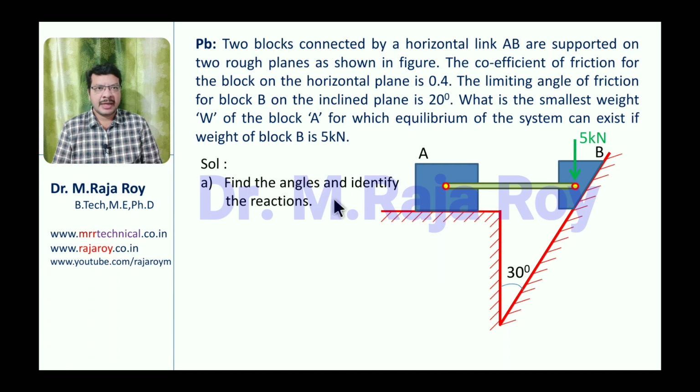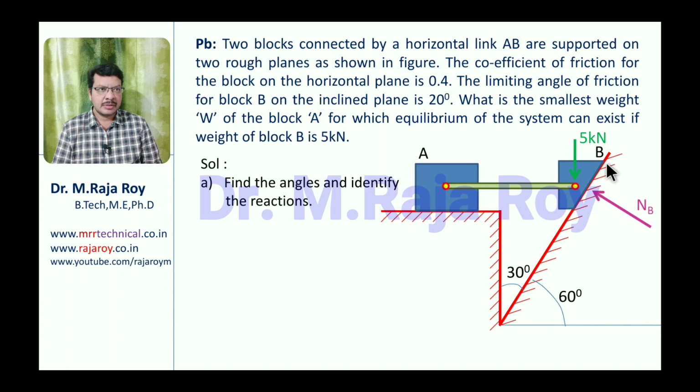Now identify the angles and identify the reactions. The force on block B due to self weight will act in the downward direction, that is 5 kilonewton. Then this is the horizontal direction. The angle made by this inclined plane with respect to horizontal is 60 degrees.